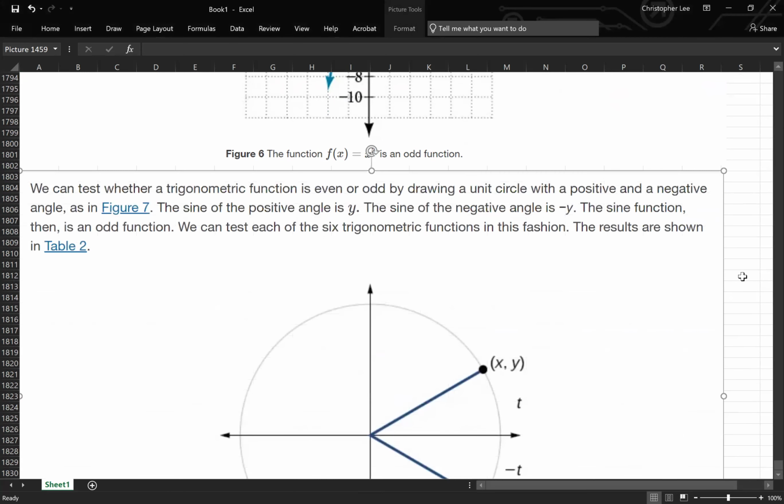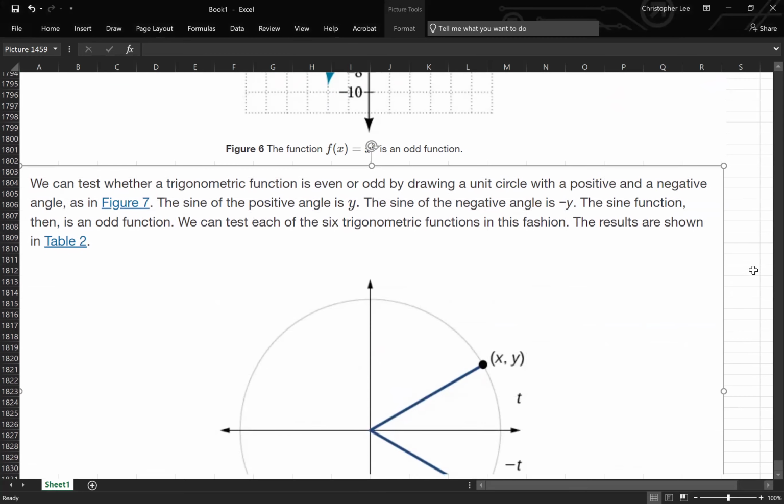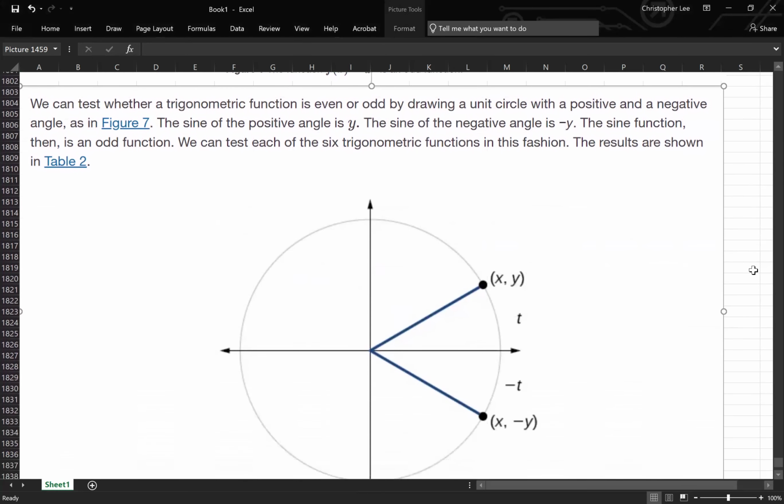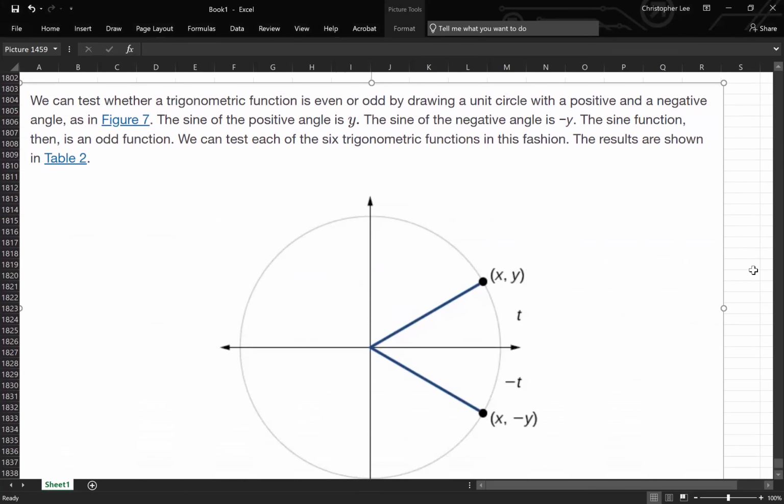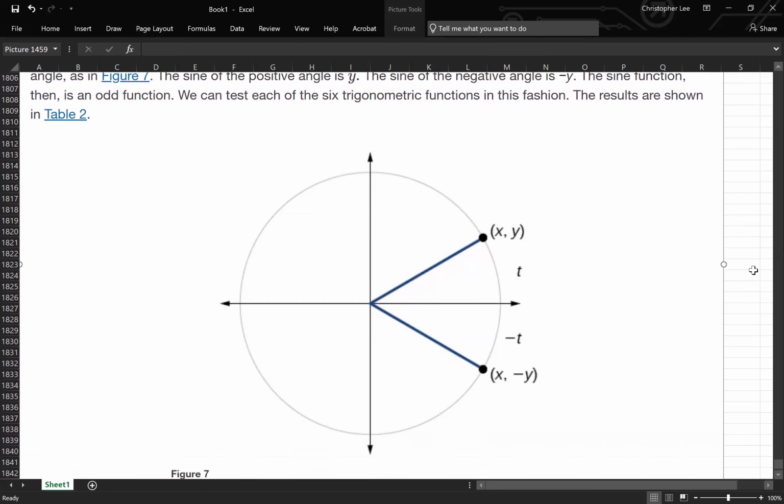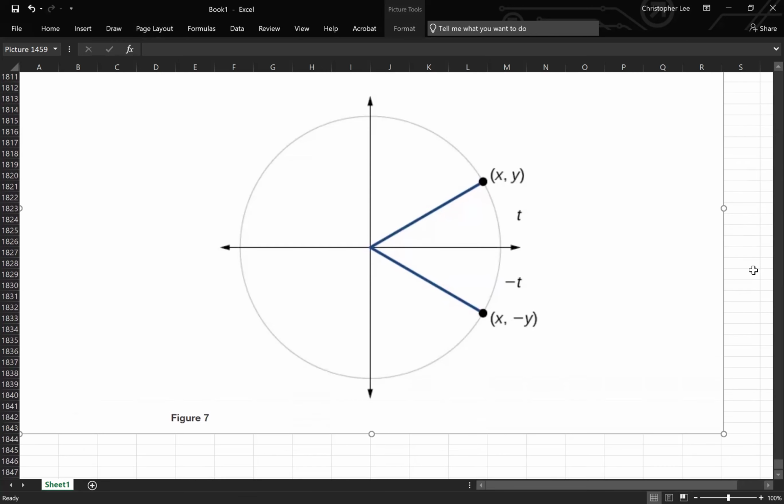So we can test whether a trigonometric function is even or odd by drawing a unit circle with a positive and a negative angle as in this figure below. The sine of the positive angle is y. The sine of the negative angle is negative y. The sine function then is an odd function, right? So we can test each of the 6 trigonometric functions in this fashion, and the result will be shown.